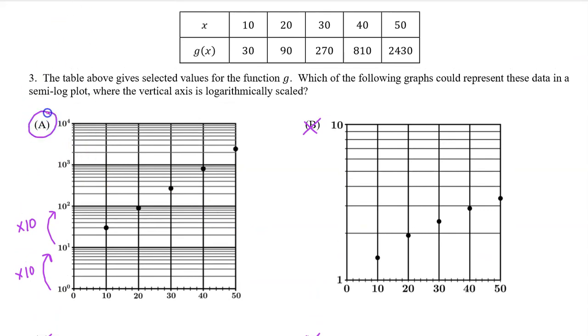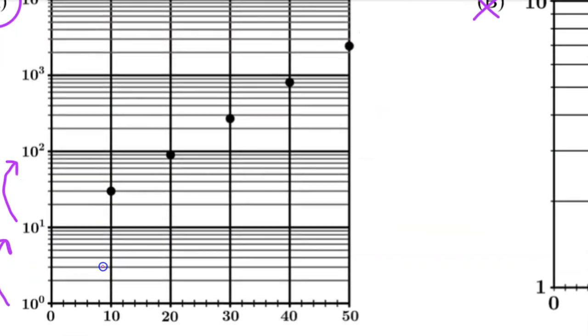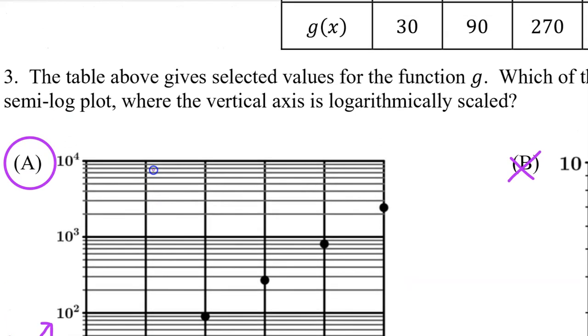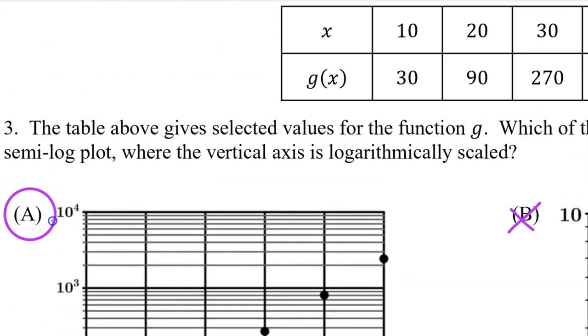Just for fun, let's check the first input-output pair. 10, 30 should appear on this graph. So here is 10, and to get to 30, we must pass 10, which is right here. And then as we pass 10, we begin counting by tens. So the next number would be 20, and the next number would be 30. So this is the point 10, 30. So that just verifies for us that the answer is A.